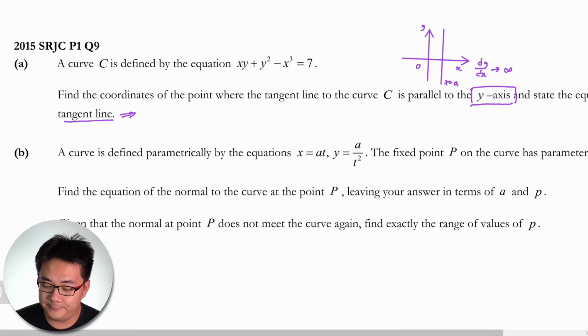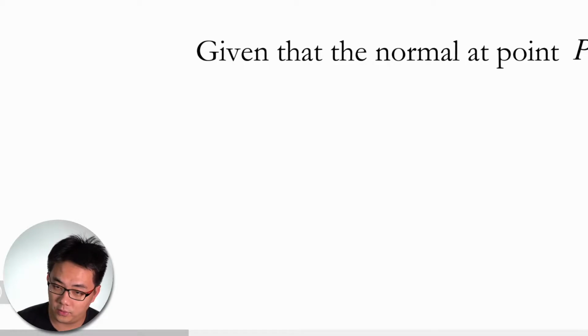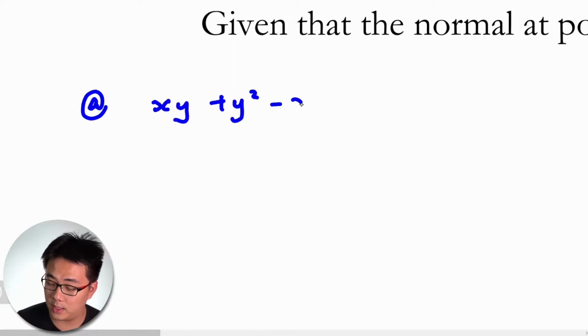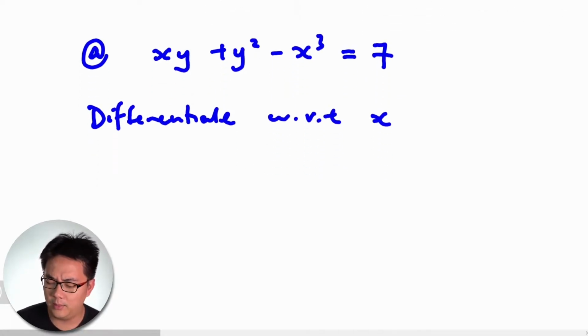So first of all, we find dy/dx first. I'm just going to use implicit differentiation for part A. We have xy plus y squared minus x cubed equals 7. I'm going to differentiate with respect to x. This is a product rule, so this is u, this is v. Then this will be implicit, 2y dy/dx, and the rest should be just fine.